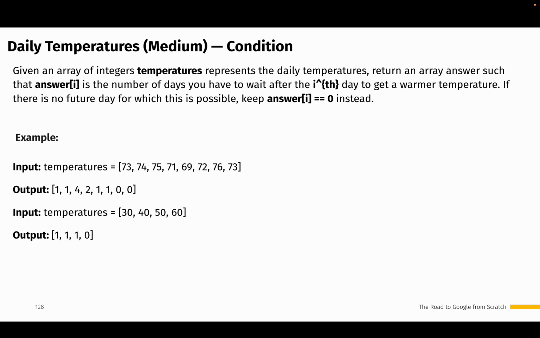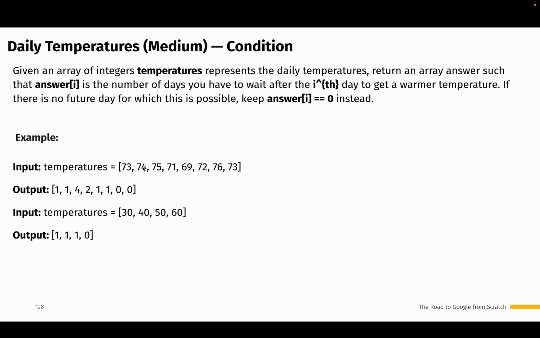warmer day. So for example, here you can see that this is the first day, and on the first day we had a temperature of 73 degrees, and on the next day you can see that the temperature is 74, which means that we just need to wait only one day in order to get a warmer temperature. So here is the result, let's say.